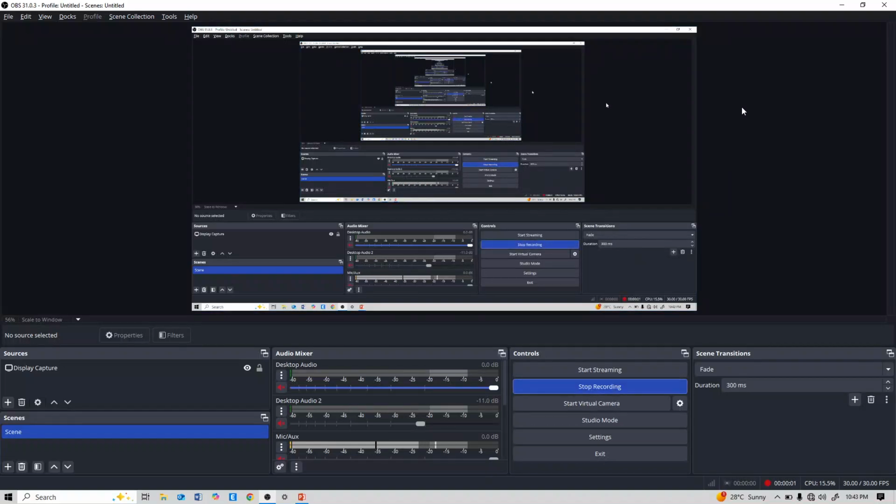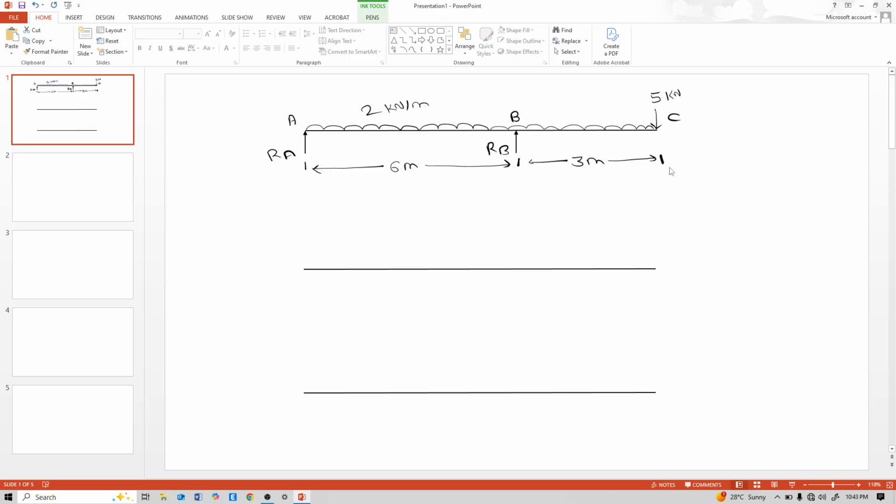Today, in this video lecture, we will see the shear force diagram and bending moment diagram of this overhanging beam. We will understand this beam first, then we will judge the bending moment diagram and shear force diagram. Then we will calculate the values of the bending moment diagram and shear force diagram by manual calculation, and after that we will solve this using STAAD Pro software also. So first, understand this beam.